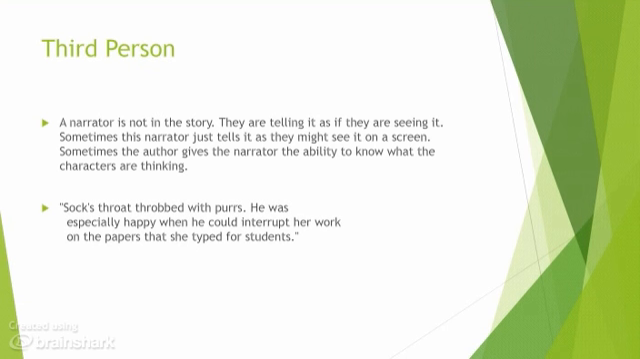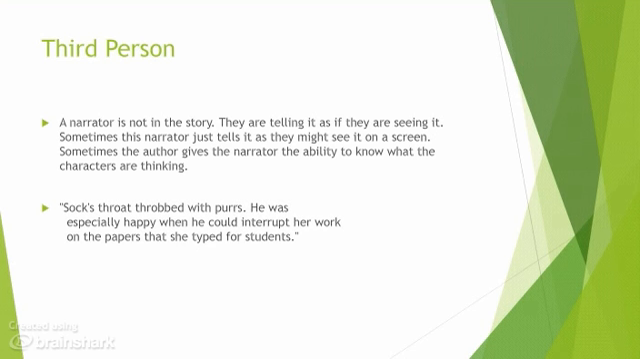Another different but also common point of view is called third person. Third person point of view means that the story is being told by a narrator who is not in the story. They are telling it as if they are seeing it. Sometimes this narrator just tells it as they may see it on a screen. Sometimes the author gives the narrator the ability to know what the characters are thinking.